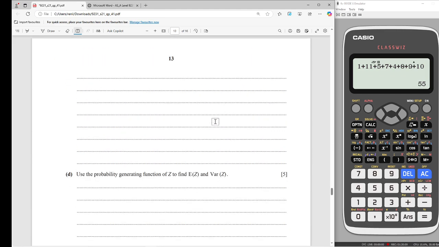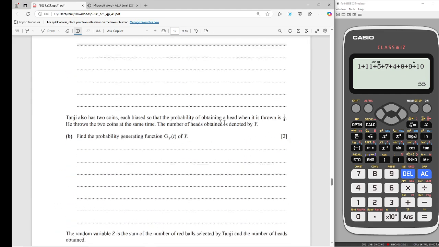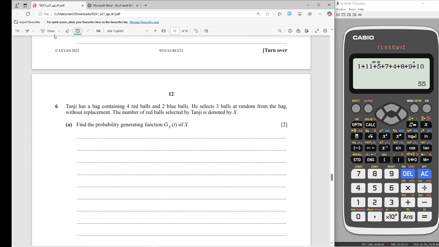Lastly, we have PGF, and that should sum up the paper. To do PGF is very simple. Let's first read the question. There are 4 red balls, 2 blue balls, so a total of 6 balls.